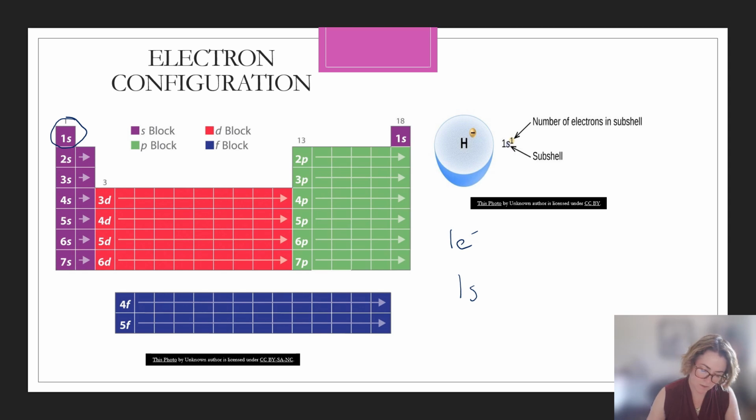I'm going to have a 1 superscript here, and that just tells everyone that there's 1 electron in that S subshell in energy level number 1. So we have the energy level, we have the subshell, and then we have the number of electrons in that subshell.